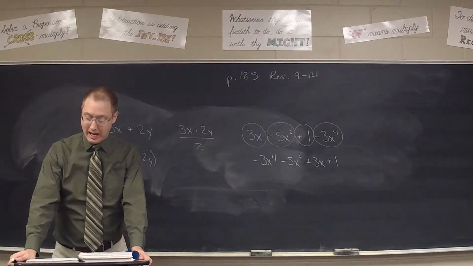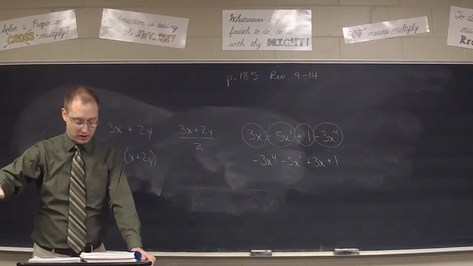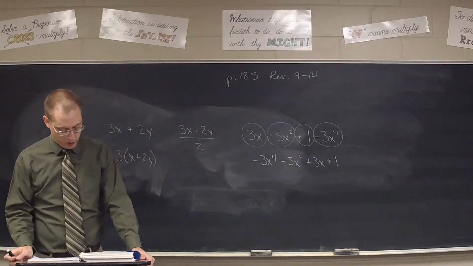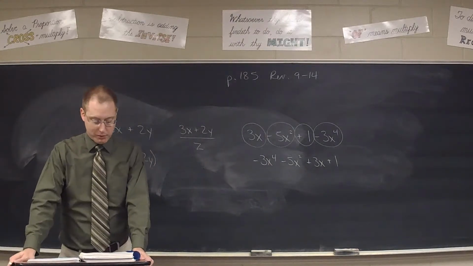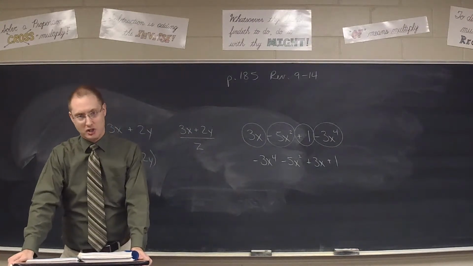Again, only combining like terms. 5x cubed has no friends, so just leave the 5x cubed, then a positive 2x squared, negative 9x, positive 2 for your answer. Number 11, before you can do any addition, you have to change the signs.